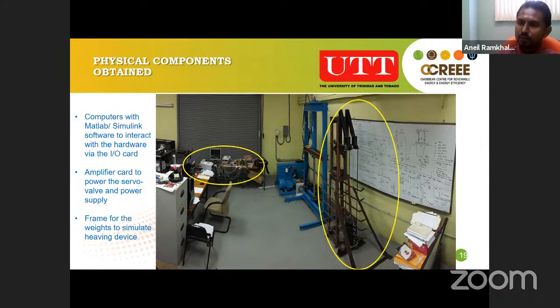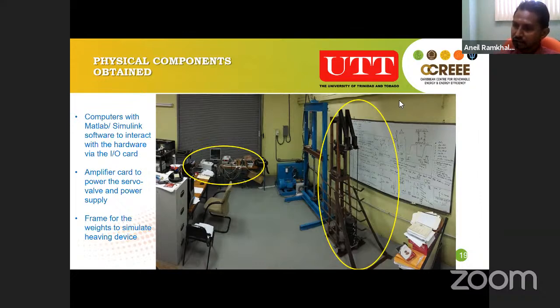Now, for the operation or control of this rig, we needed to design a controller. This small yellow circle here shows our computer software, our input-output cards to interact with the hydraulic rig, the servo valves, our amplifier cards, and all our signals.